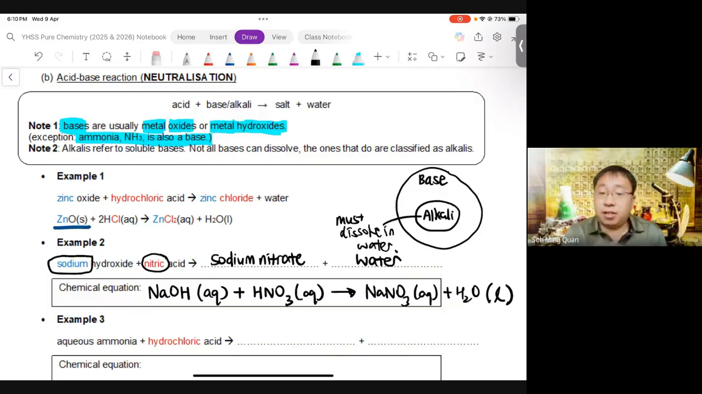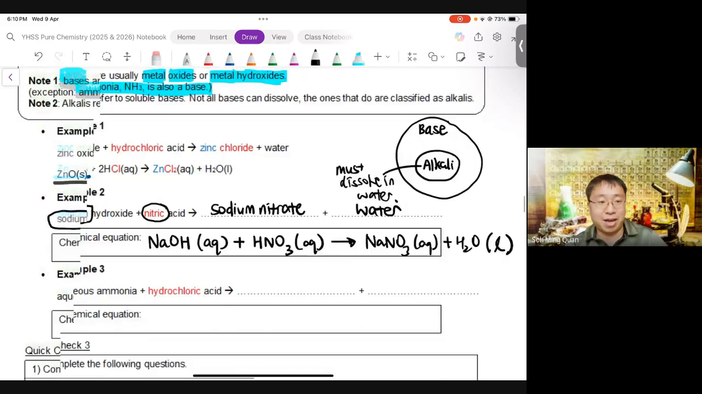Now, if you just look at this equation, the formula is correctly written, right? HNO3, NaNO3. These are correct formulas. Once the formulas are correct, we need to balance the equation. Balancing the equation means ensuring the number of atoms on both sides is the same. If you count it now, it's the same. All right? It's perfectly balanced. There's one Na on both sides, there's one nitrate on both sides, and so on and so forth. So this is perfectly balanced. So there's no need to multiply other numbers to it.